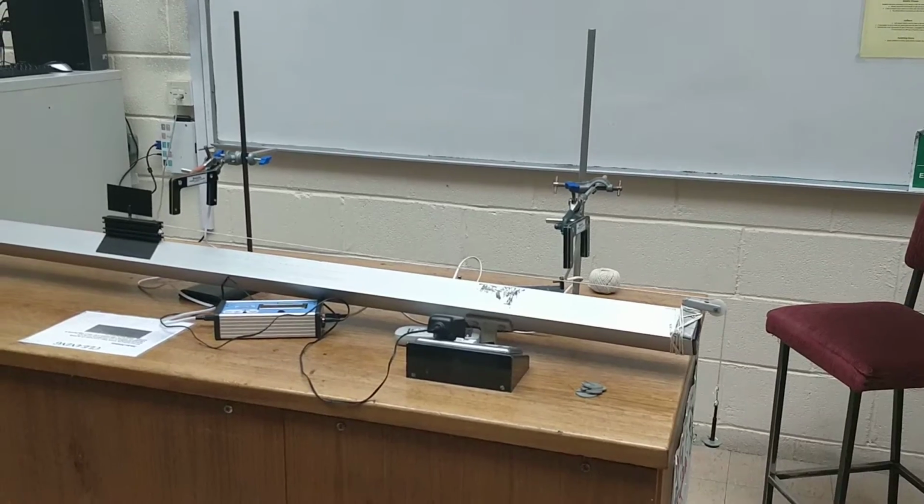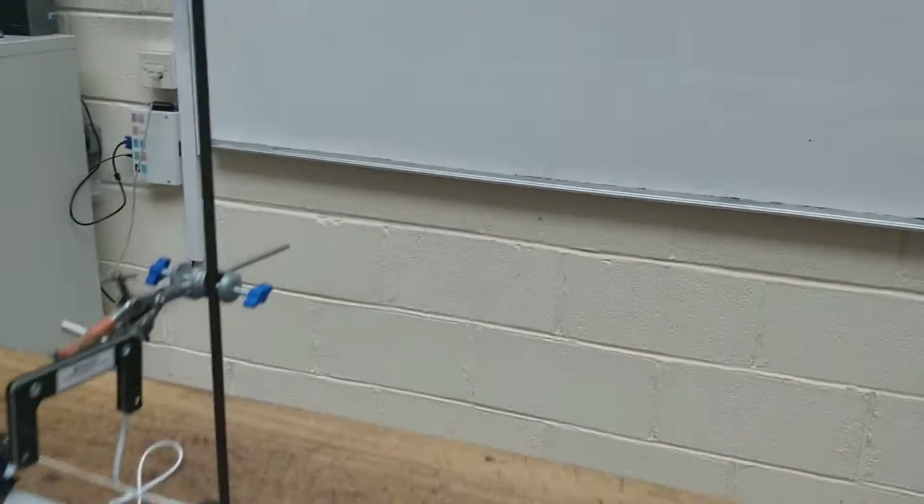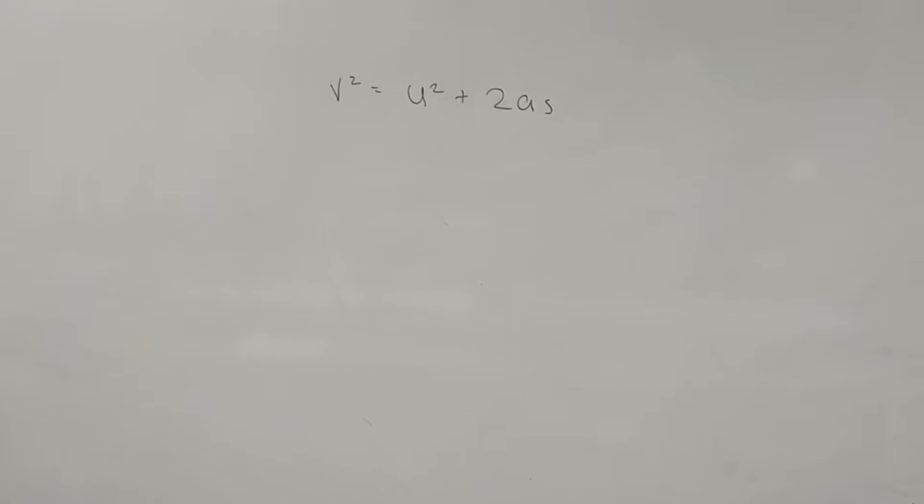Measuring acceleration, right? We're going to use this formula: v squared is u squared plus 2as. Okay, the one you've derived already. So we need to get the initial velocity, u, the final velocity, v, and the displacement, s, and that will allow us to get the acceleration.